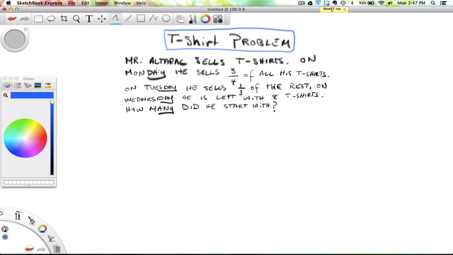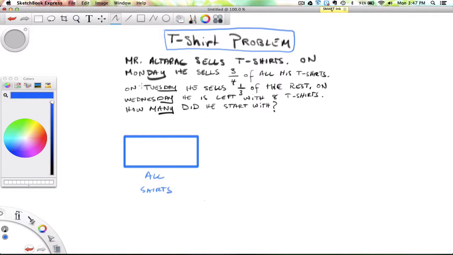So this is a great problem to draw. So I'm going to draw this on the screen for you. And also I'll show you how maybe you might interpret this without having to draw it with fractions. Alright, so let me begin by drawing the totality of all the t-shirts that Mr. Alterac starts off with. So here's a box of t-shirts that Mr. Alterac has. This is all of his t-shirts. All shirts.